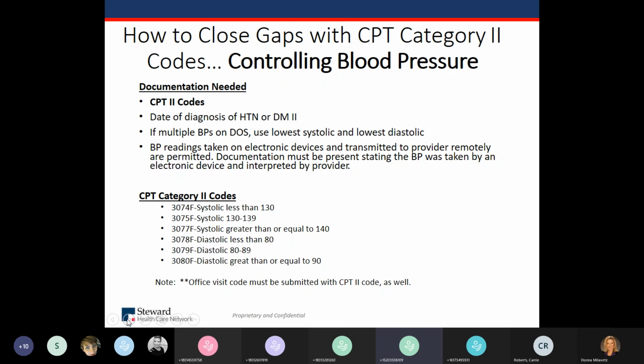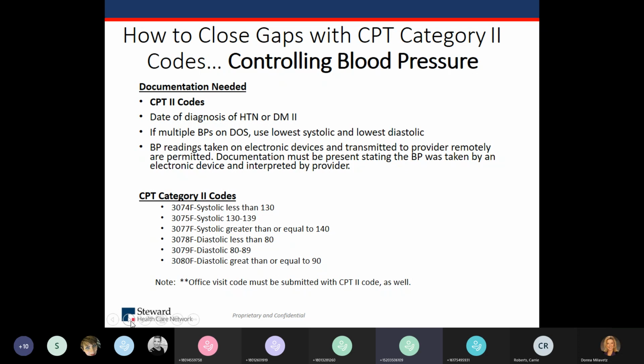And then finally, blood pressures that are taken on electronic devices and transmitted to the provider remotely are permitted. Documentation must state that the blood pressure was taken by an electronic device and interpreted by the provider. Please note, this includes patient-reported blood pressures. The one thing that they cannot do is provide a blood pressure reading that they've taken with a blood pressure cuff and a stethoscope. Manual readings are not permitted to be patient-reported.